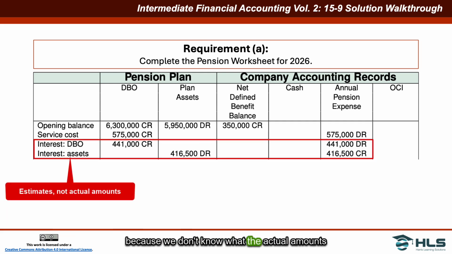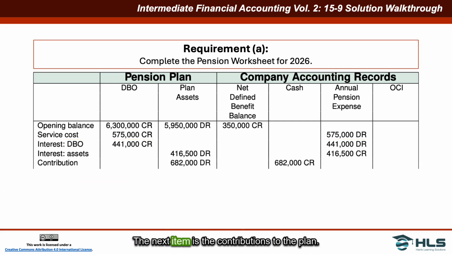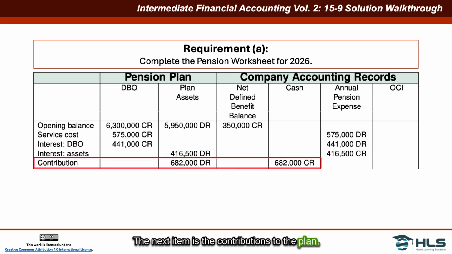Because we don't know what the actual amounts earned on the plan are until the end of the year, and sometimes not till well into the next year. So that's why we applied the 7% as an estimate. The next item is the contributions to the plan.